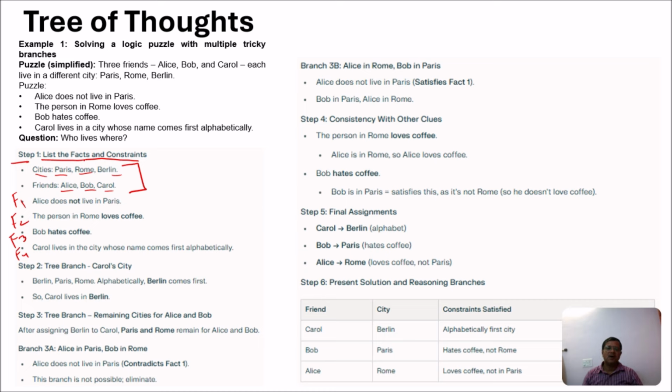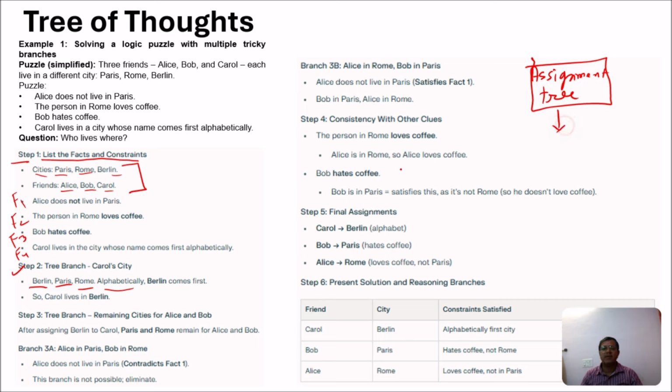So how do we solve this problem? At the second stage, the system will first arrange the cities in alphabetical order. So in alphabetical order, it is Berlin, Paris, and Rome. So how will the tree develop? The tree will develop like an assignment tree. So this is our assignment.